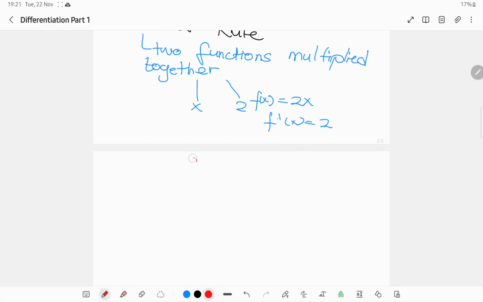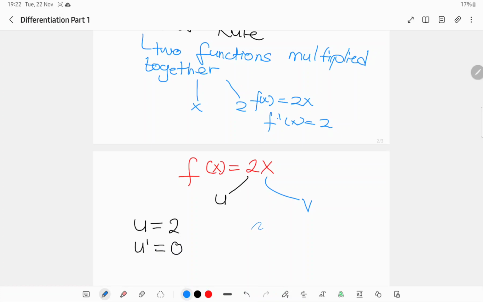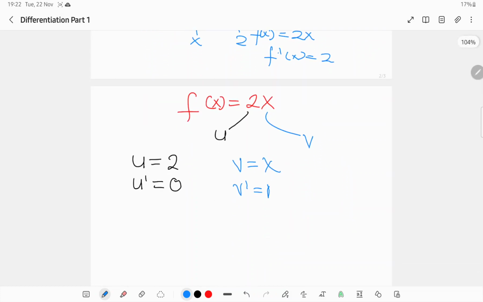Okay, let's do it like this. I just want to demonstrate to you the product rule. Let's say 2 is our u and x is our v. So our u is equal to 2, and our u prime is 0. Our v is x, and our v prime is equal to 1. Do you know the derivative of x is 1?